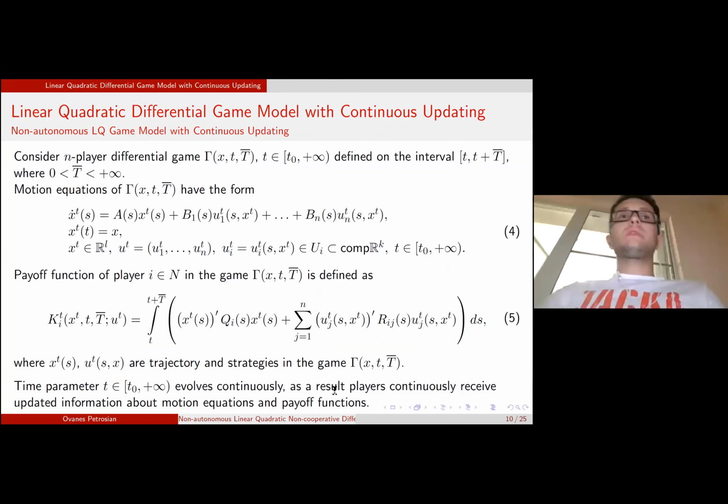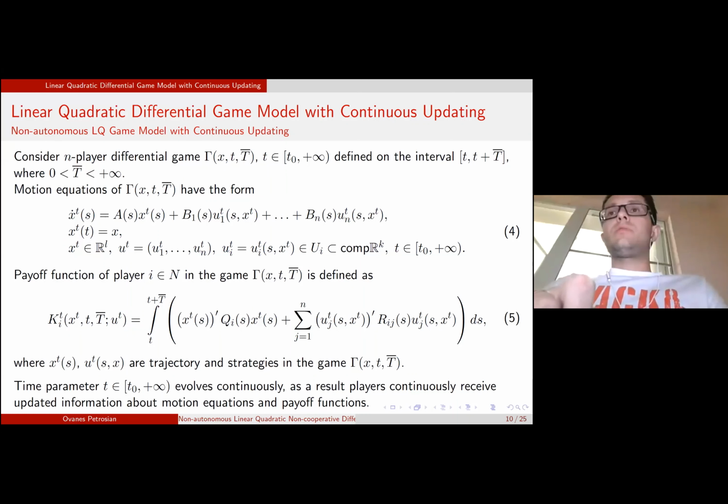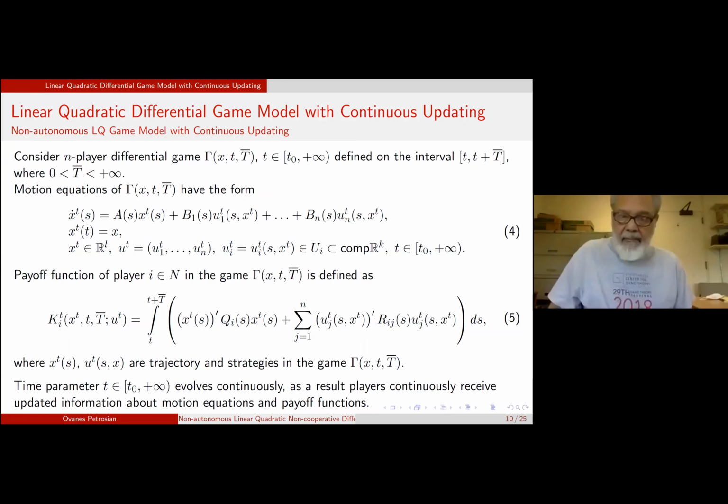On this slide, you can see the model of the non-autonomous linear quadratic differential game with continuous updating. It is defined by the system of motion equations 4 and payoff functions 5.